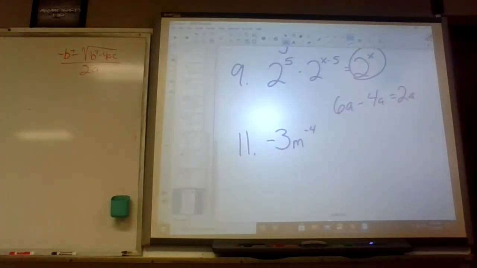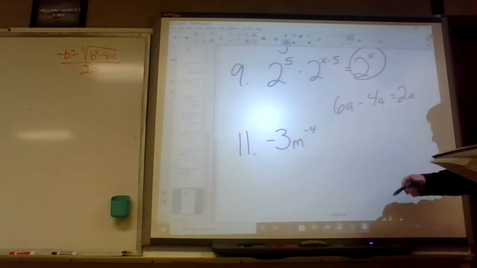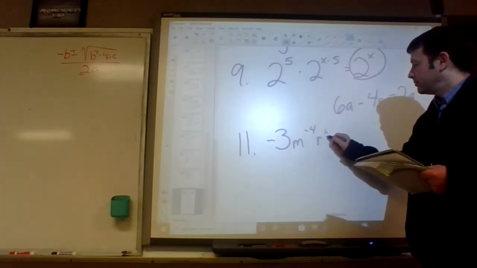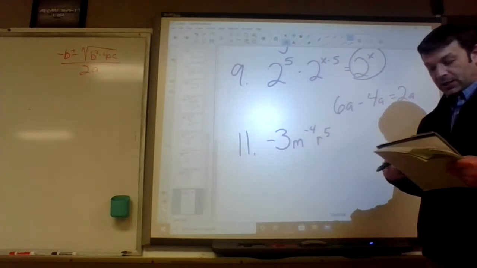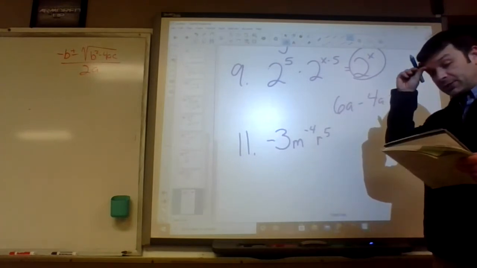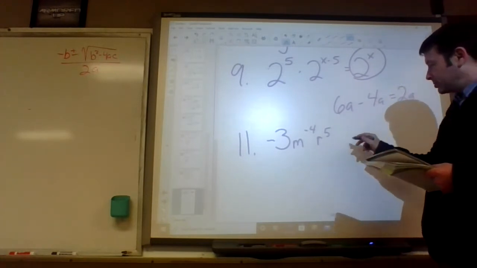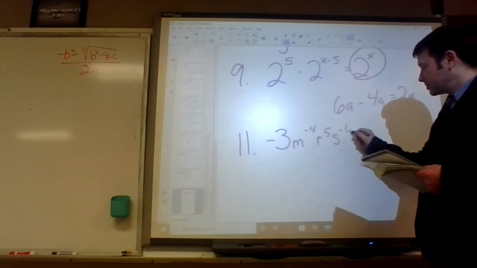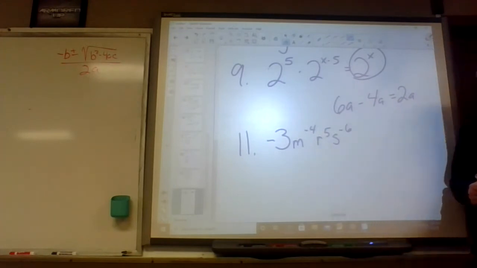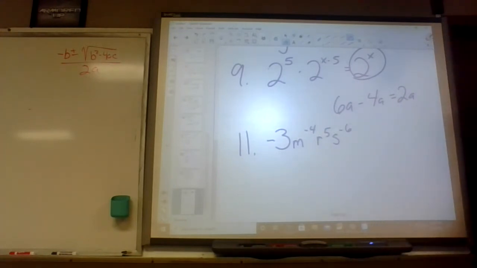What's r to the 7 divided by r squared? r to the 5. And s to the negative 4 divided by s squared? Right, negative 4 minus 2 is negative 6. So it's kind of easier really because you don't have to move stuff up or down, you just subtract.